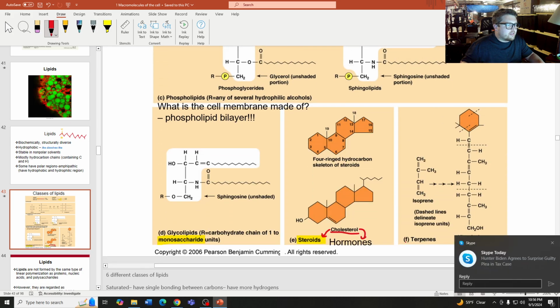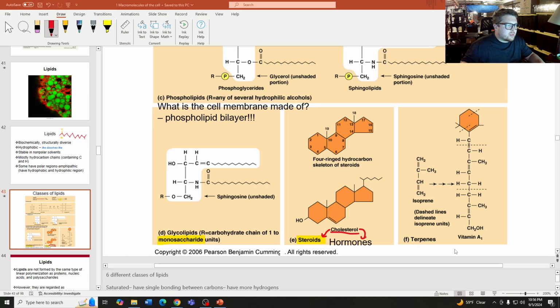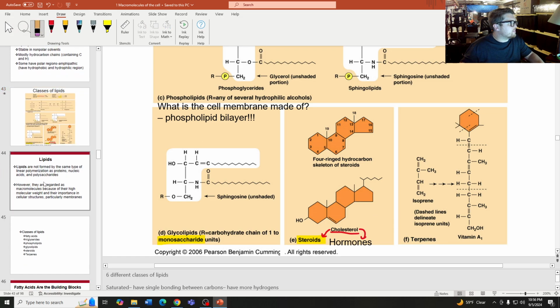Finally, we have terpenes. We don't talk a lot about terpenes. You'll see more about this, again, more in Biochemistry 2. Right now, you just need to know the word. Terpene is a type of lipid.